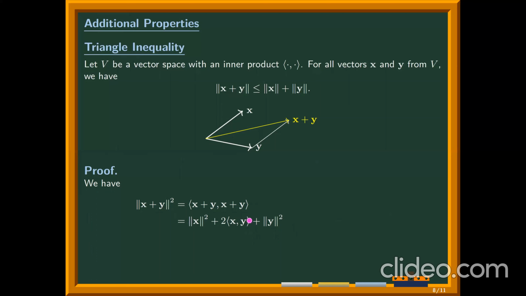Okay. By the Cauchy-Schwarz inequality, this inner product in absolute value is less than or equal to the magnitude of x times the magnitude of y. So this is less than or equal to the square of the magnitude of x plus the magnitude of y. And the triangle inequality is obtained by taking the square root of both sides. We can do that because the expressions involved are non-negative numbers.